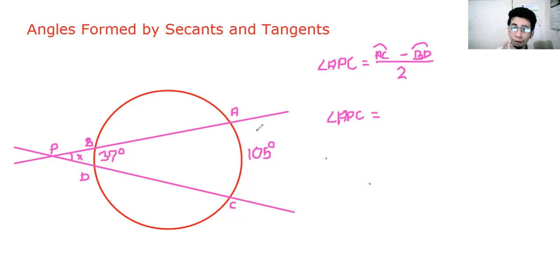Kasi if we put first the smaller arc, we have the answer of negative. So hindi siya pwedeng mag-negative, diba? So lagay muna natin yung malaking arc. The larger arc must come first. Kasi magsusubtract tayo. So we have 105 subtract 37, then divide it by 2. So, compute natin, 105 minus 37.